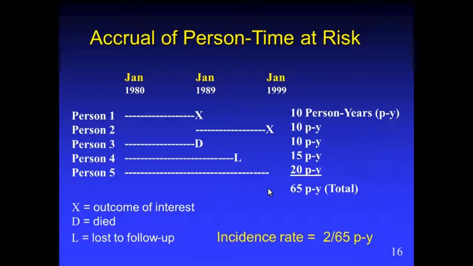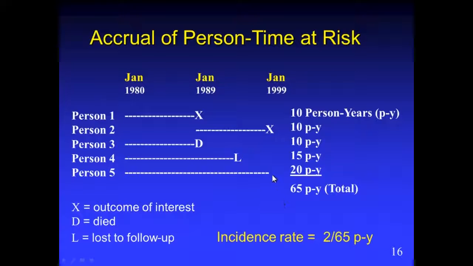So we take this information, we have 2 cases of the disease, 2 X's, and we can count the person years which each person has accrued. So that person accumulated 10 years, this one 10, 10 again, 15 and 20. We add these together, and we have the total number of person years in the cohort, or in the population. Our incidence rate is simply the number of cases of X, 2, divided by total person years.